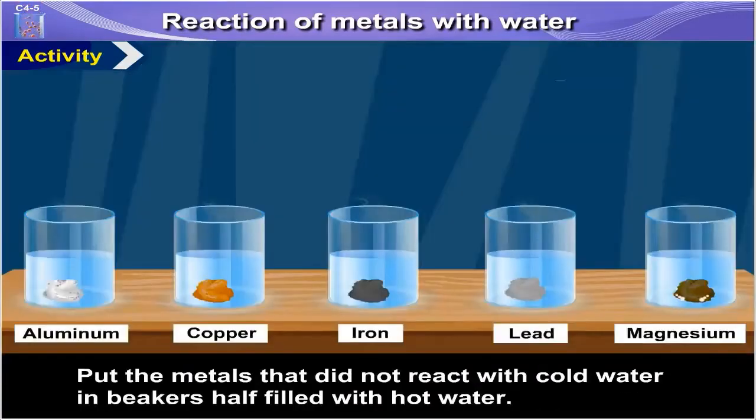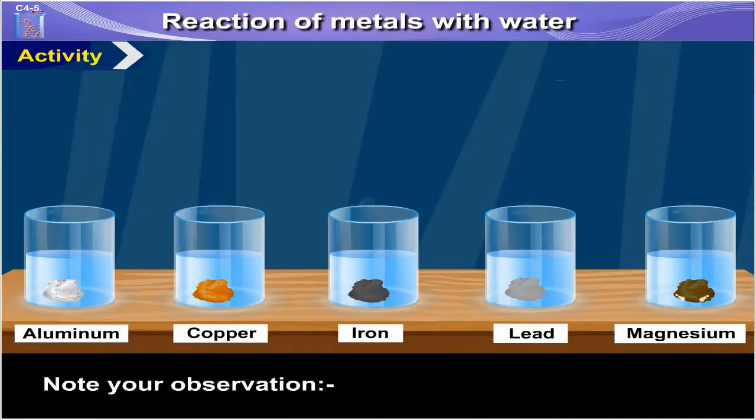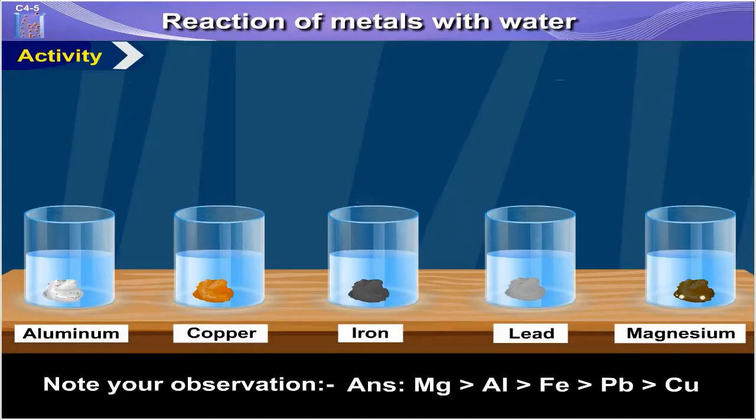Put the metals that did not react with cold water in beakers half filled with hot water. Note your observation. The reactivity decreases in the order: magnesium is most reactive. It is more reactive than aluminium, which is more reactive than iron, which is more reactive than lead, which is more reactive than copper.